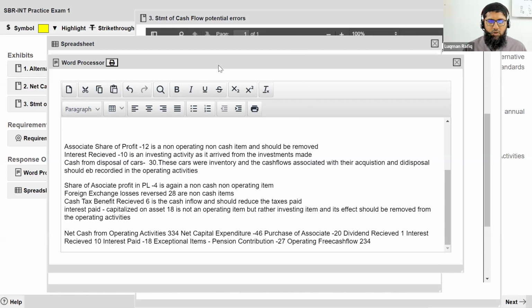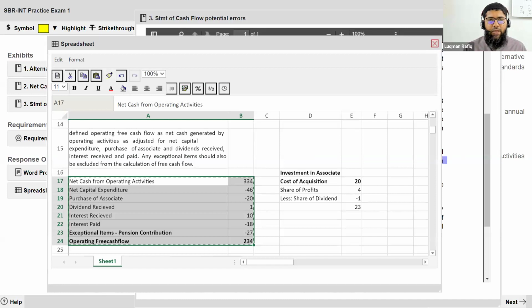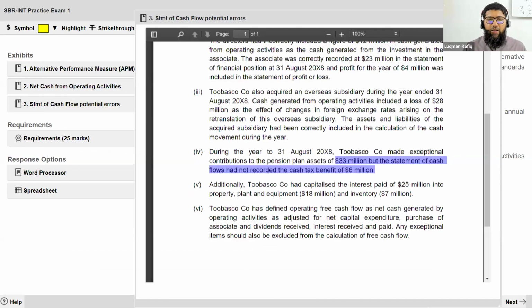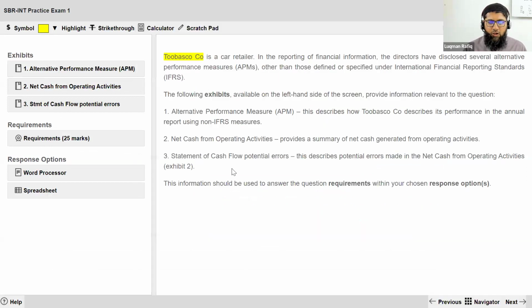Okay, lovely. So we are done with this specific question, the name of which was Toobasco Company, and it covered the area of the group cash flow. In addition to the cash flows, it also covered the alternative performance measures, which is again a technical area and important from the perspective of the examination.